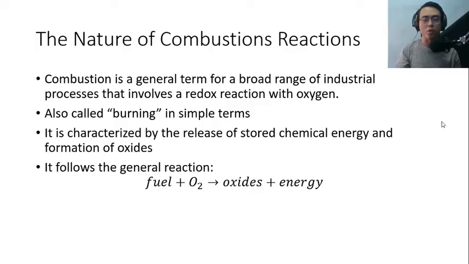And for combustion, we follow this general reaction wherein the fuel reacts with oxygen. Normally, we obtain oxygen from the air, and that produces oxides of the fuel plus energy. And normally, we are interested in the amount of energy that is being released by the combustion reaction. So next.